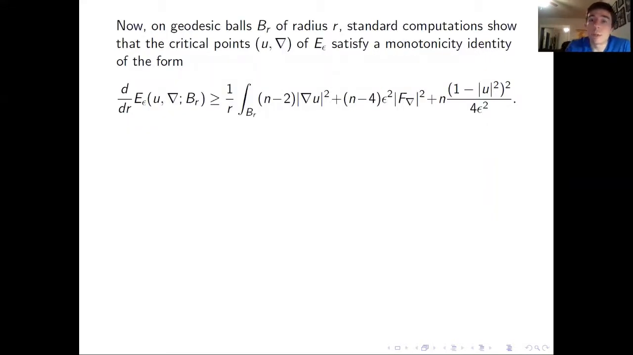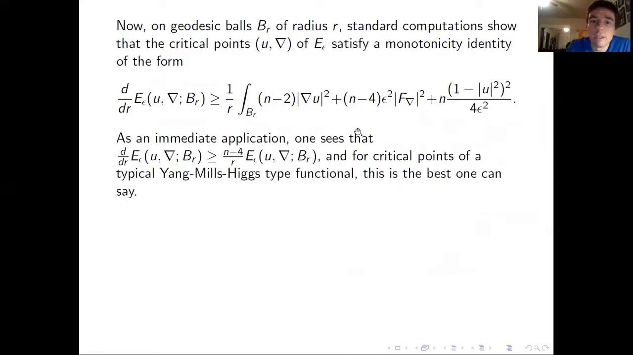So now if we're looking at geodesic balls of radius r, standard computations show that the critical points of E epsilon satisfy a monotonicity identity of the following form. So we see that d/dr of E epsilon of a ball of radius r is bounded below by 1 over r times the integral over B_r of n minus 2 times the Dirichlet part of the energy, n minus 4 times the Yang-Mills part of the energy, plus n times the potential part of the energy. So as an immediate application, we see that d/dr of the energy of the ball of radius r is bounded below by n minus 4 over r times the energy of the ball of radius r.